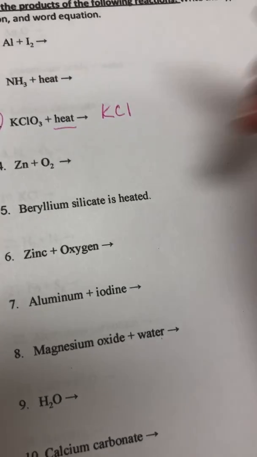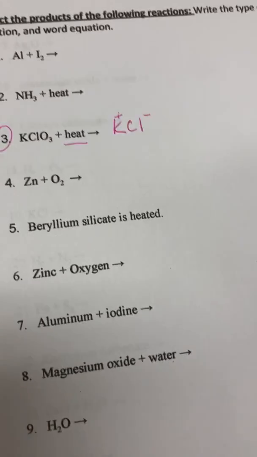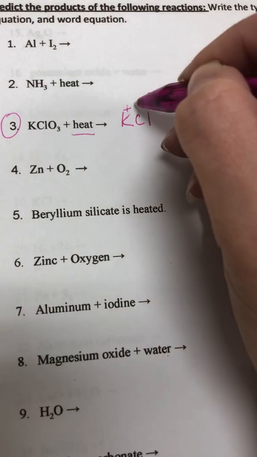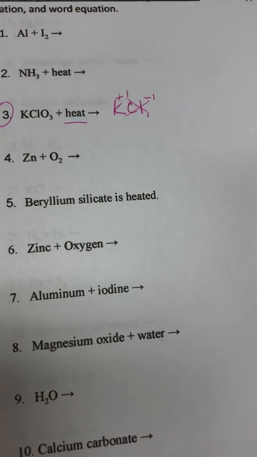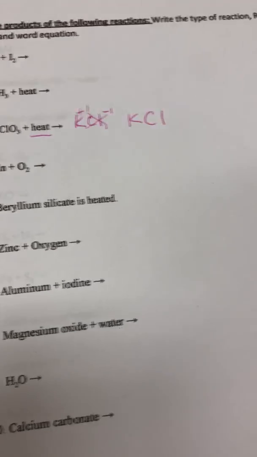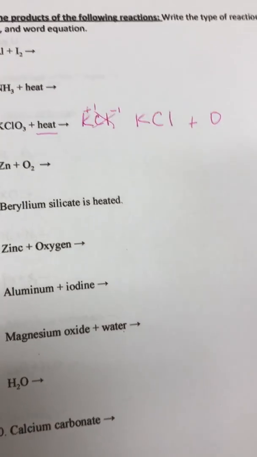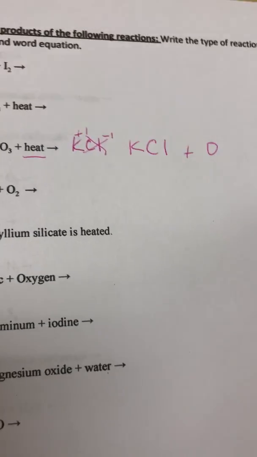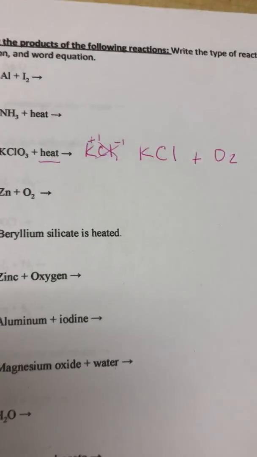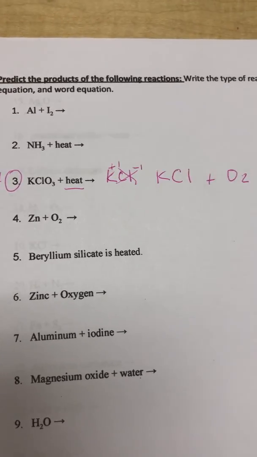Okay. To make sure my formula is correct, I know potassium has a +1 oxidation number. Chlorine has a -1 oxidation number. So if I crisscross, then I end up with my KCl, just as I had written. The last part of my product is going to be oxygen, but I can't just leave it as an O because oxygen is a diatomic element, so I have to add in my subscript 2 to show that it's diatomic.